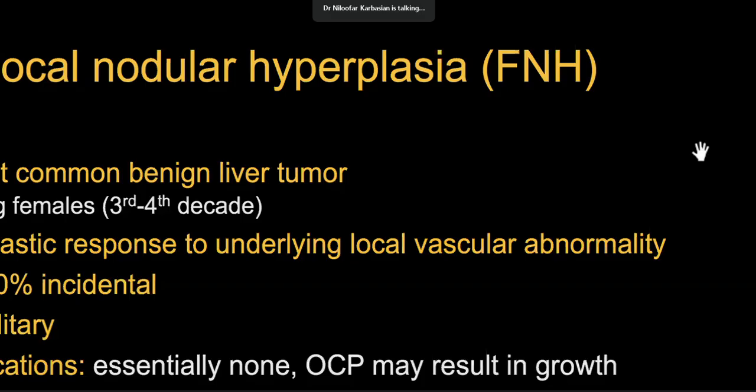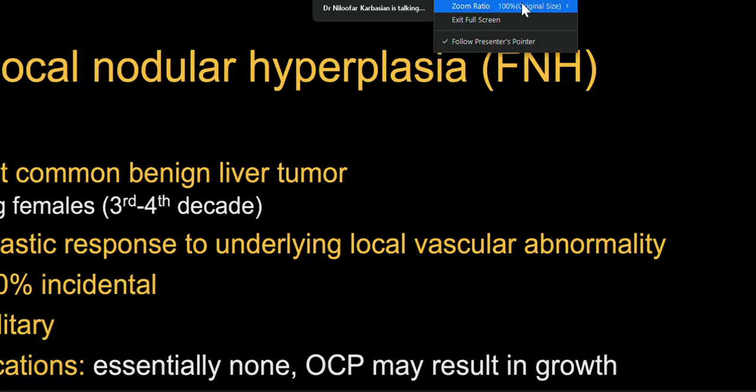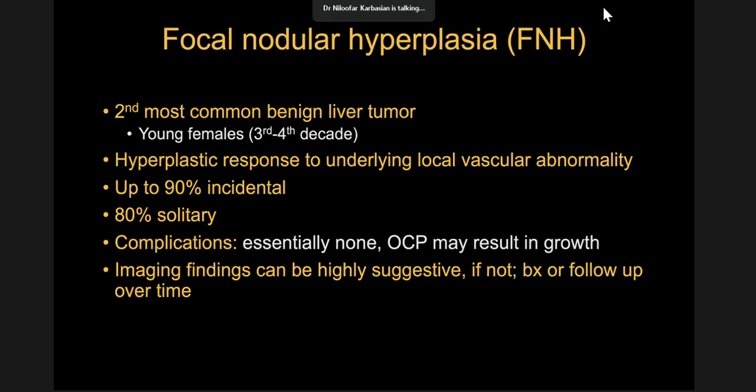Next differential is focal nodular hyperplasia. After hemangiomas, they're considered the second most common benign liver tumor. They also happen in young females, mostly in the 3rd to 4th decade. They are hyperplastic response of the liver parenchyma to some underlying local vascular abnormality. Up to 90% of them are just incidentally found, and they're usually asymptomatic, and 80% of them are solitary. There are essentially no complications associated with them. For young females that are on OCP, sometimes if they continue OCP, the FNHs might grow.